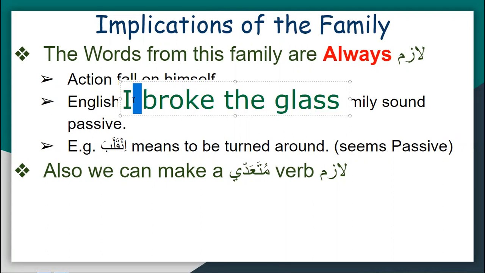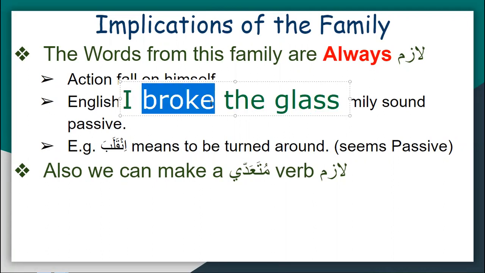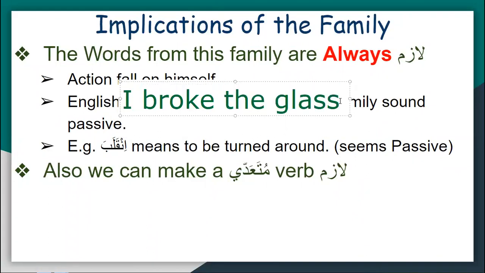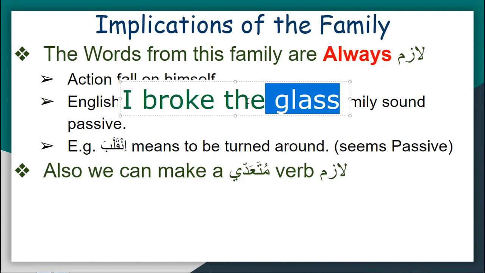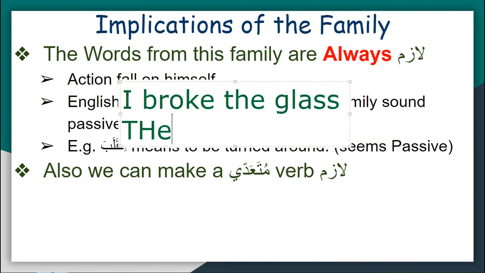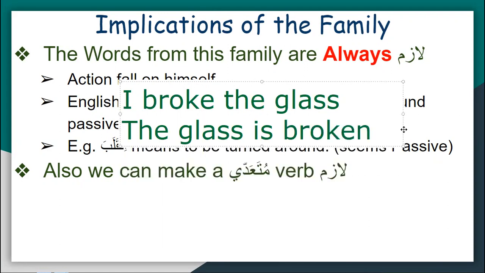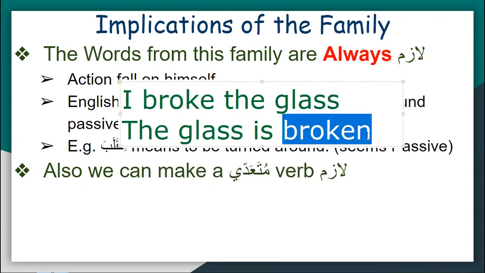Okay, so I is the doer over here, right? And broke is the past, fa'il madi. Okay, broke is the past madi, and the glass is maf'ul bihi. What did I break? I broke the glass. So what happened to the glass? What happened to the glass? So the glass is, sorry, broken. The glass is broken. So here broken is the lazim fa'il, okay, and the glass is its doer.